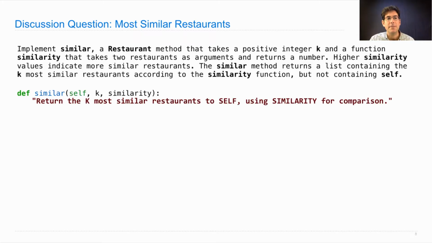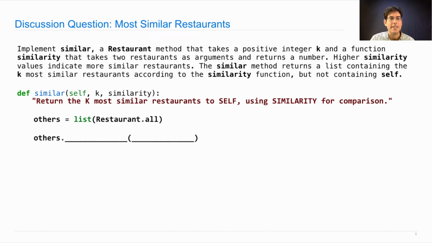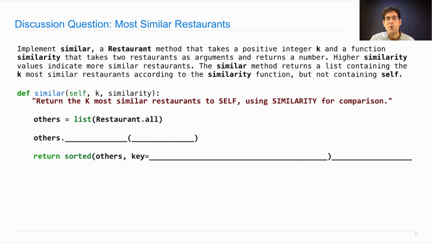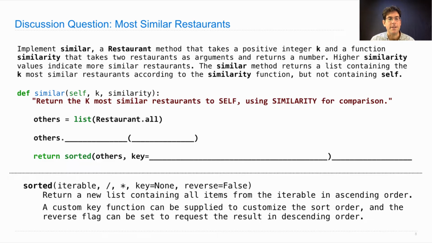So we'll define the similar method, which returns the k most similar restaurants to self using similarity for comparison. And what we'll do is build a list of all the restaurants except for self, and then sort it according to some key function. And then there's an opportunity to manipulate the sorted list. Sorted is a built-in function that takes some iterable and some key function and returns a new list containing all items from the iterable in ascending order according to the custom key function. And you can use a reverse flag, but we didn't use that in our example.